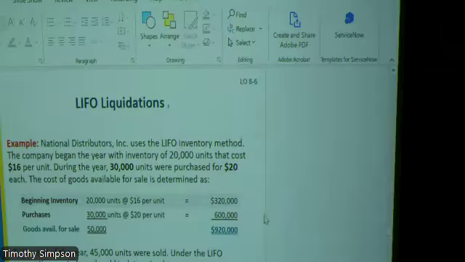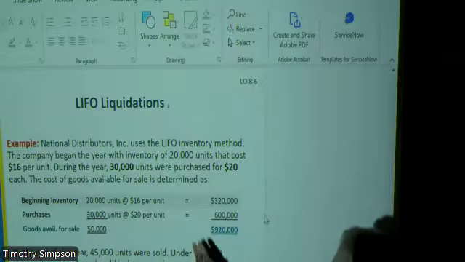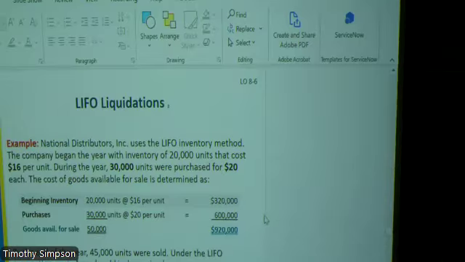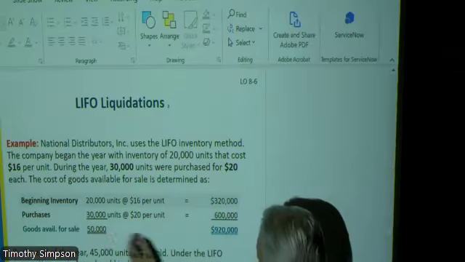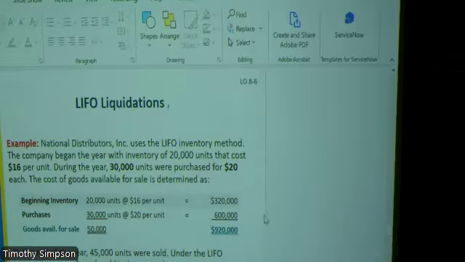So let's talk about LIFO liquidation. In this example, National Distributors uses LIFO, and they began the year with 20,000 units at $16 per unit. Okay, so this is one layer, the beginning layer of inventory. And they had purchases of 30,000 units at $20. So as a result, different prices, right? Again, we're making the assumption that prices are going to go up over time. So total units available for sale 50,000, and a cost of 320 plus 600 is 920. And by the end of the year, 45,000 units were sold.